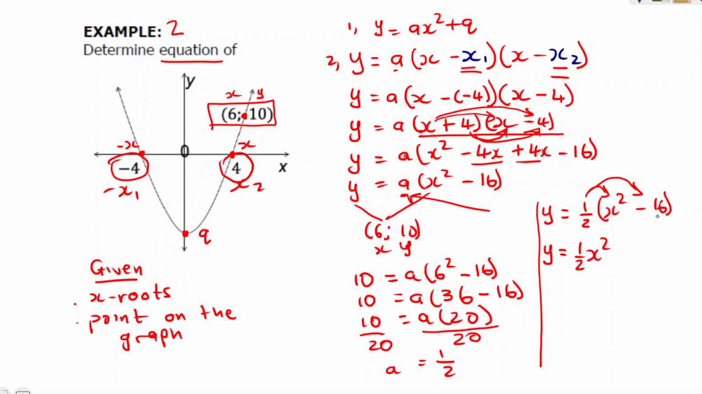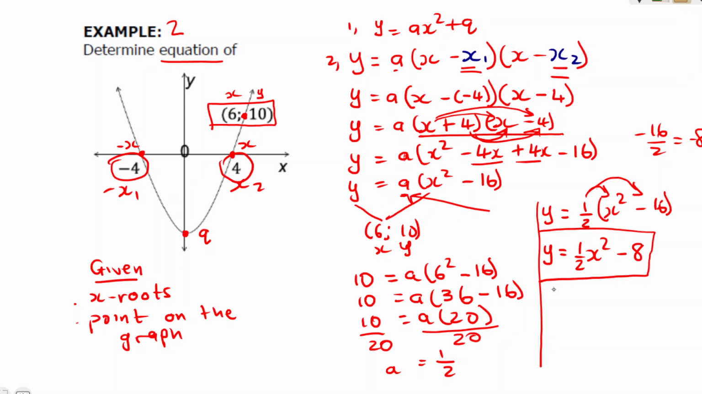half times negative 16, that's going to be a negative 8. It's like negative 16 divided by 2. Yeah, that's a negative 8. So now this is the final answer for our equation. So the equation of this graph is y is equal to half x squared minus 8. That is the equation.